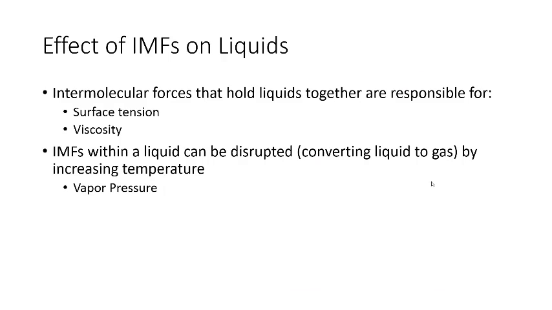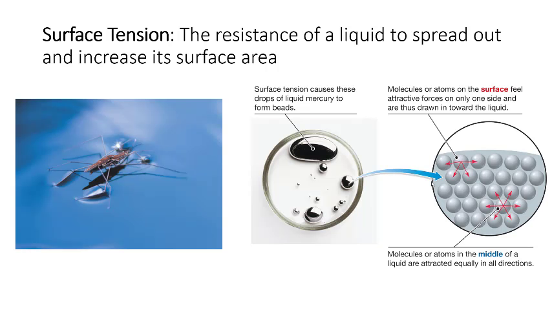These intermolecular forces that hold liquids together are responsible for two different factors, surface tension and viscosity. Intermolecular forces within a liquid can be disrupted by converting that liquid to a gas by increasing the temperature, and we know that as the vapor pressure. We'll get into all three of these ideas in the upcoming slides. So first off is surface tension. Surface tension is defined as the resistance of a liquid to spread out and increase its surface area.